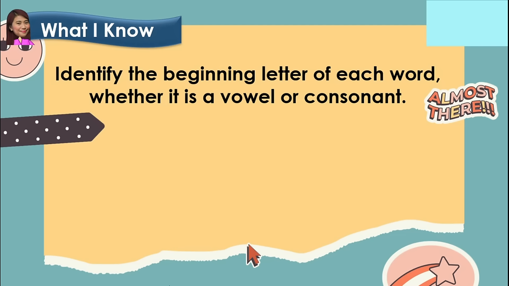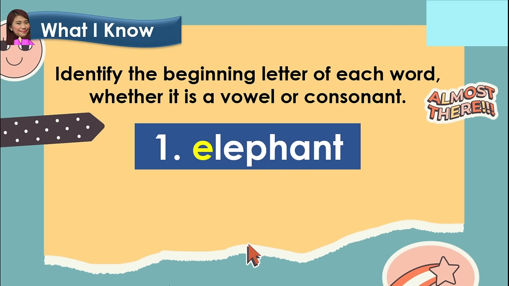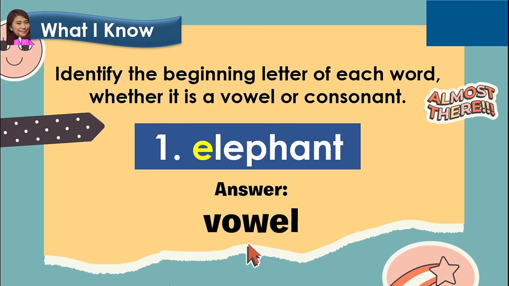Before we proceed to our lesson, let's try to answer this activity. Identify the beginning letter of each word, whether it is a vowel or consonant. Are you ready? Number 1. Elephant. What is the beginning letter of the word elephant? Is it vowel or consonant? Type now your answer. And the answer is vowel. Letter E is vowel.